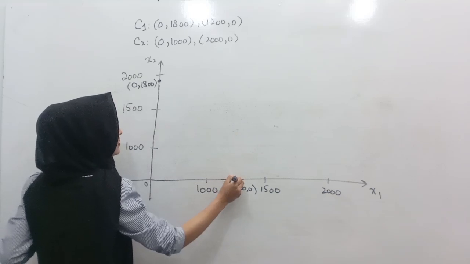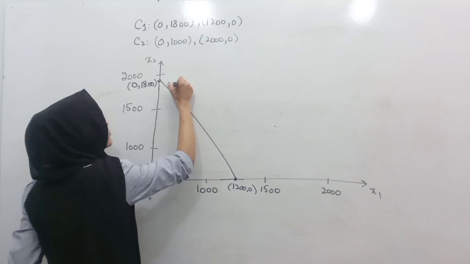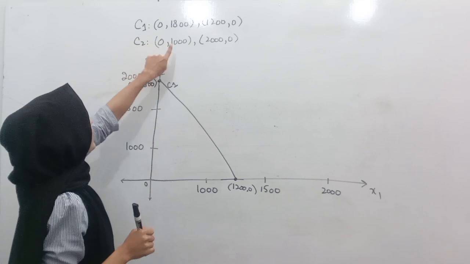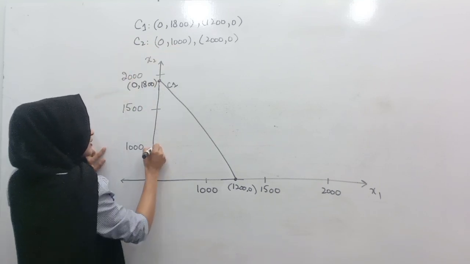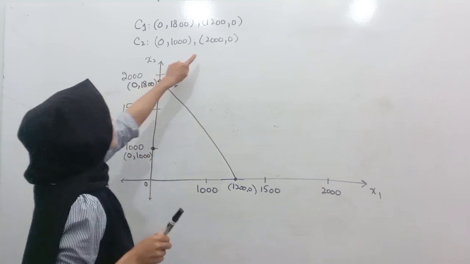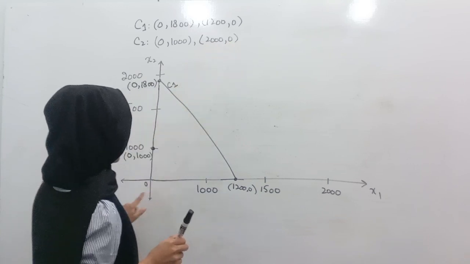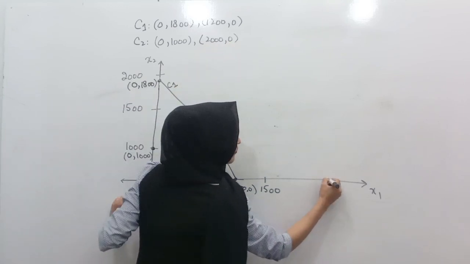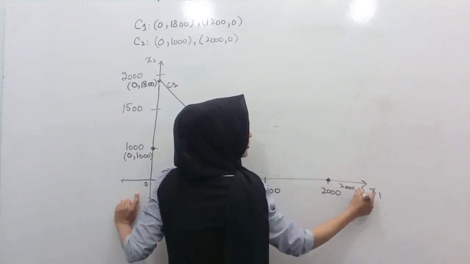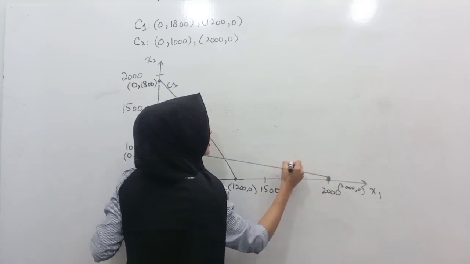Join the following points. This is the line for constraint number 1. And for constraint number 2, x1 is 0 and x2 is 1000. Here, x1 is 0 and x2 is 1000. And similarly for the other point of constraint 2, it is x1 2000 and x2 0. x1 2000 here and x2 is 0. So the point is 2000, 0. Join these points. This is the line for constraint 2.